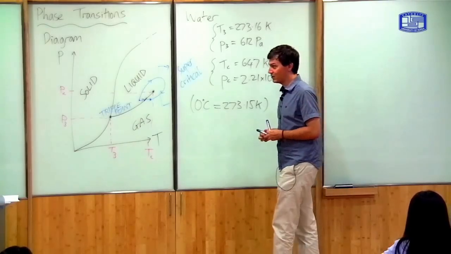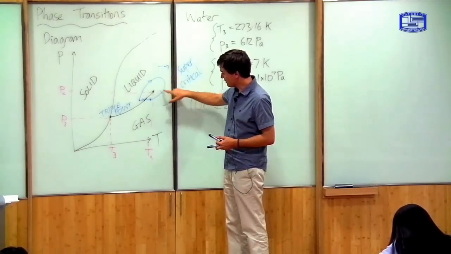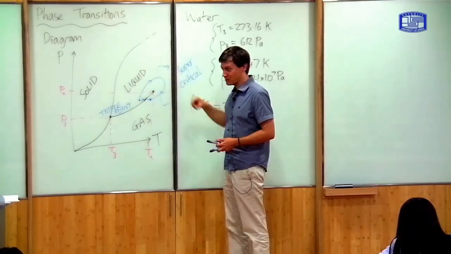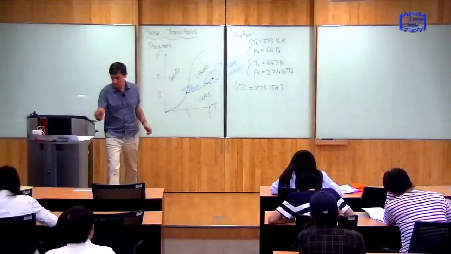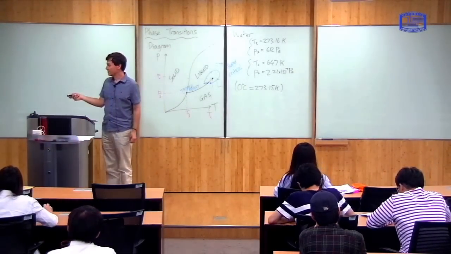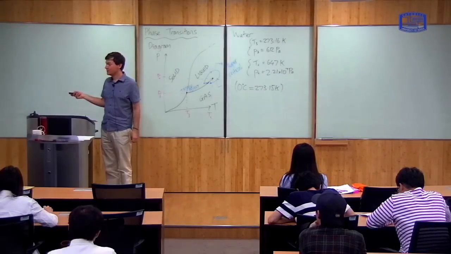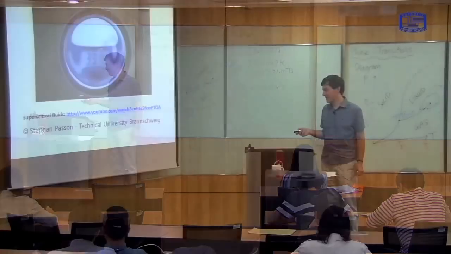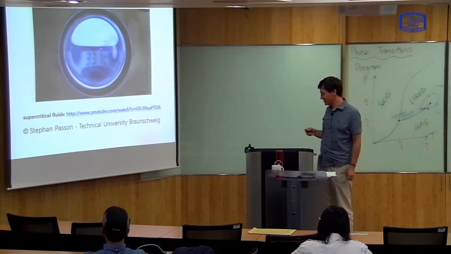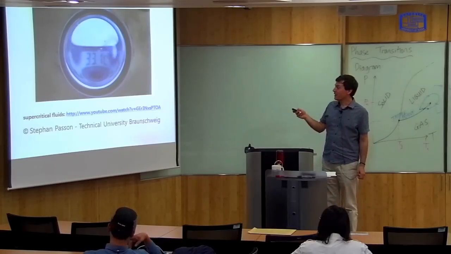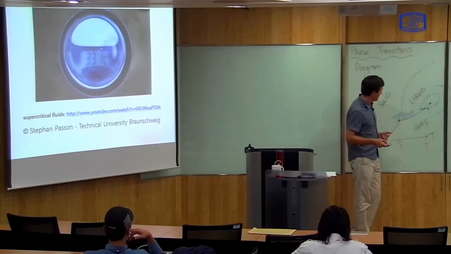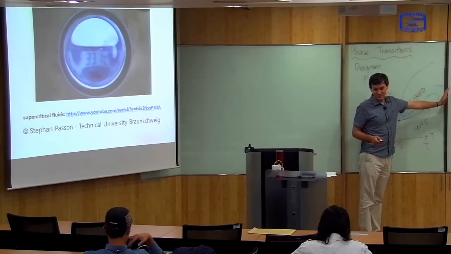And I've got a video now which is showing you a process similar to this. So the way you can go from a liquid into a gas without boiling in a continuous transition. Okay, so this is going to be the video here. This is a video I found on YouTube, by the way, so you can just go to YouTube and watch it on the link here. I'll put this on CyberCampus at the end of today. This is a video made by Stefan Passon, who's at the university in Brunswick in Germany. And it's showing this supercritical fluid. So it's showing what substances look like when you go above this critical temperature.